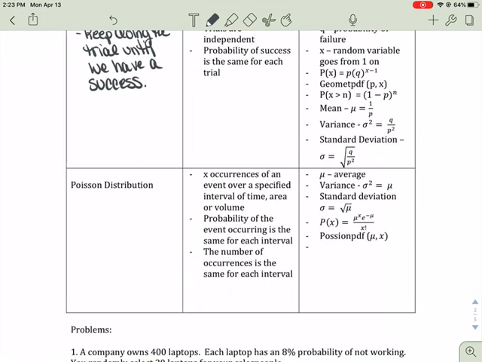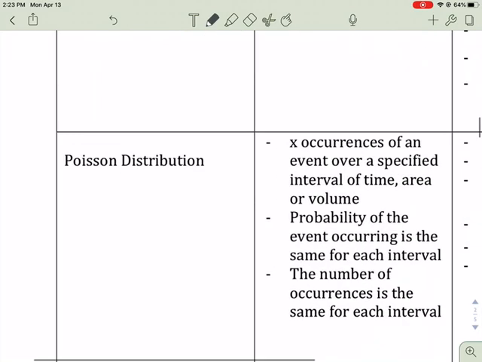Now, Poisson was different because it was not a success and failure concept. It was occurrences in a set area, volume, or time. The way we distinguish Poisson from the other ones is that the average is given in the problem.